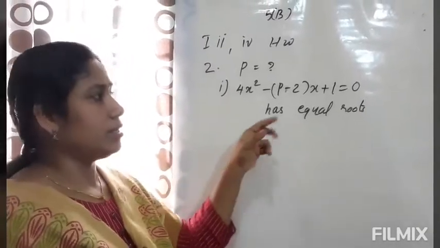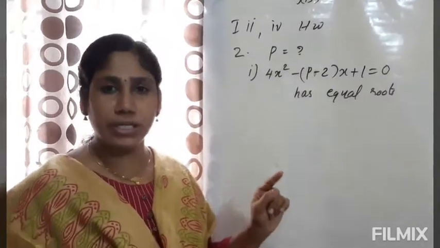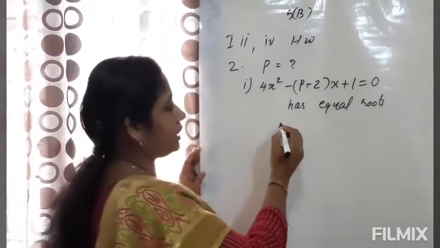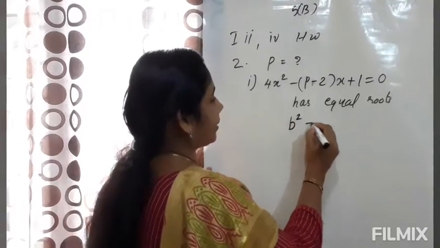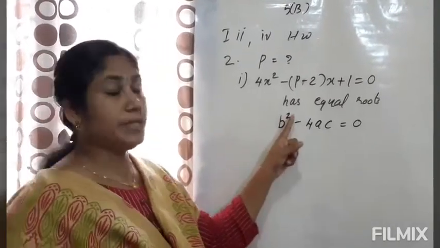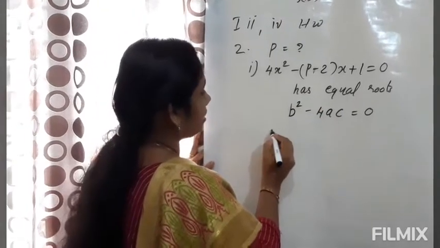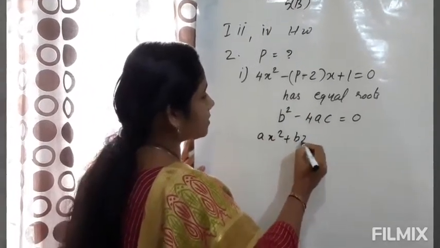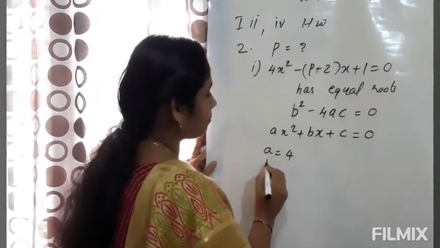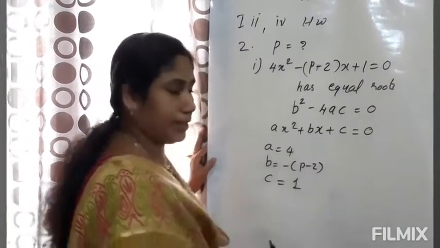What is the condition of discriminant? If b square minus 4ac equal to 0, the quadratic equation has equal roots. So let us take that condition. Discriminant equal to 0 is the condition at which a quadratic equation has equal roots. On comparing it with ax square plus bx plus c equal to 0, we can see that a is equal to 4, b is equal to minus of (p minus 2) and c equal to 1.